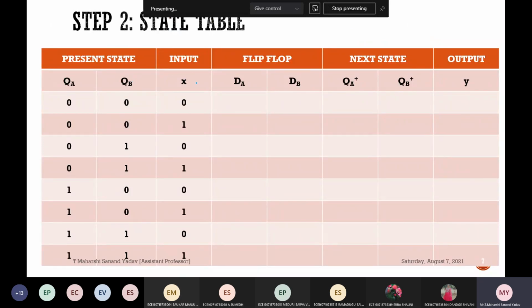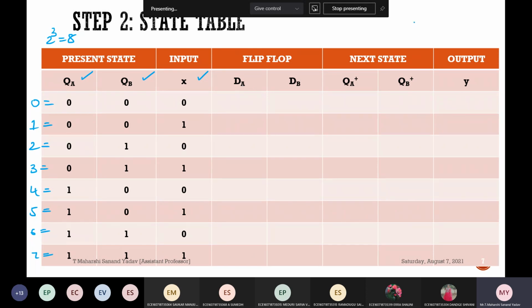Next, input is denoted with small x. So when three input variables are there, how many combinations do we get? 8. 2 power 3, which is nothing but 8. So this is how I filled. This is nothing but 0 equivalent. This is 1, 2, 3, 4. This is 5, 6, and 7. Done.